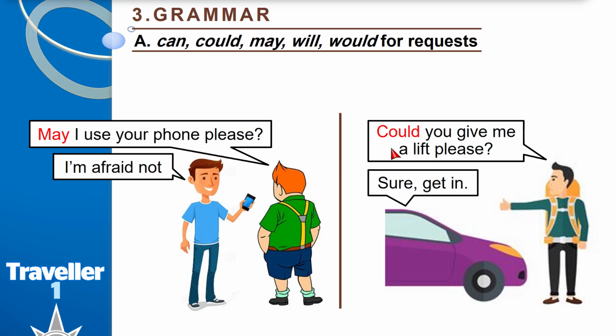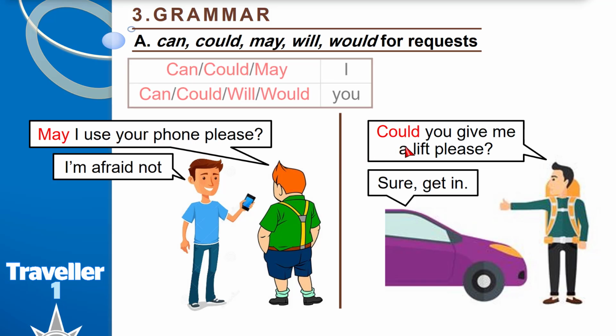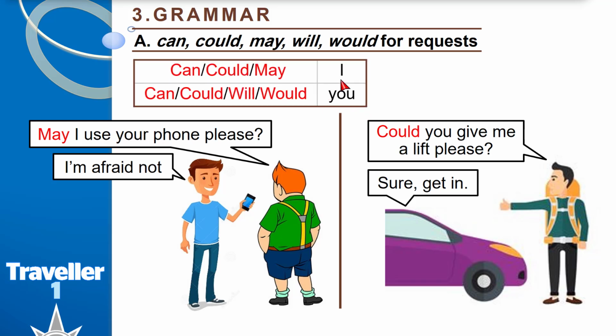Now notice something. We used could here and may here. Is there a reason for that? When you use I, you can use can, could, or may. When you use you, you can use can, could, will, or would. Can you give me a lift? Will you give me a lift? Would you give me a lift? Could I use your phone, please? Can I use your phone, please?